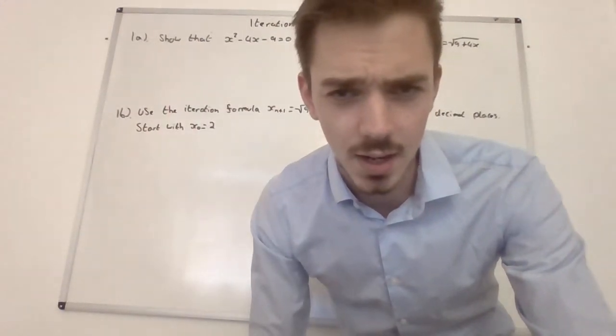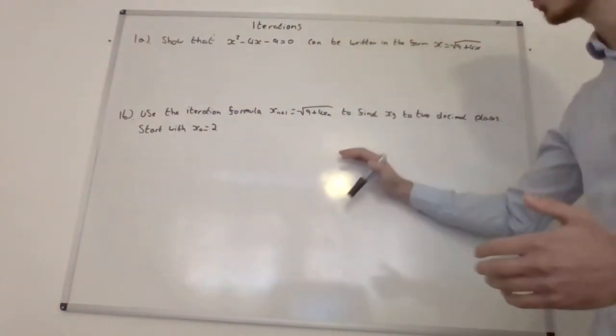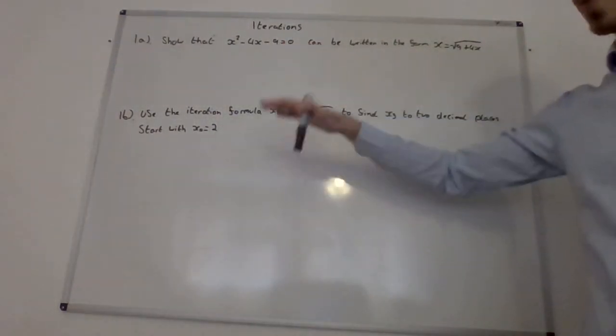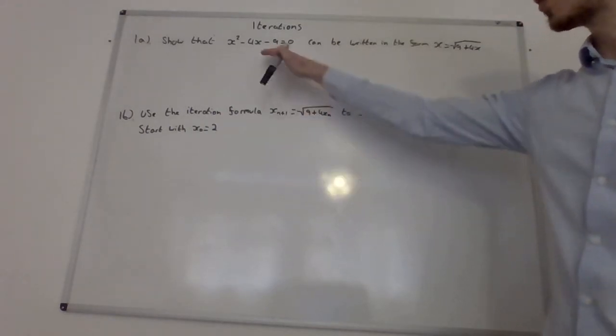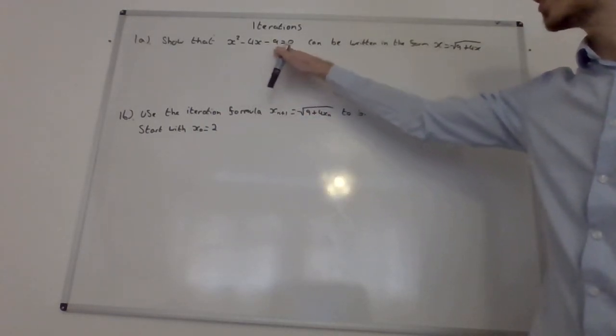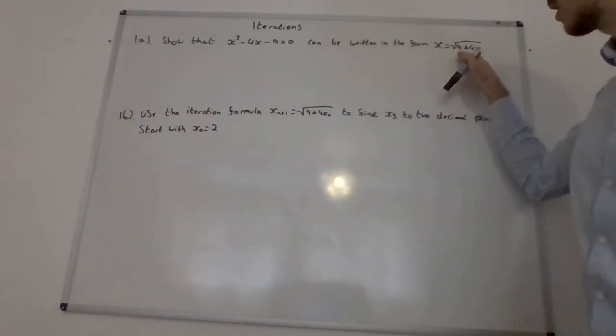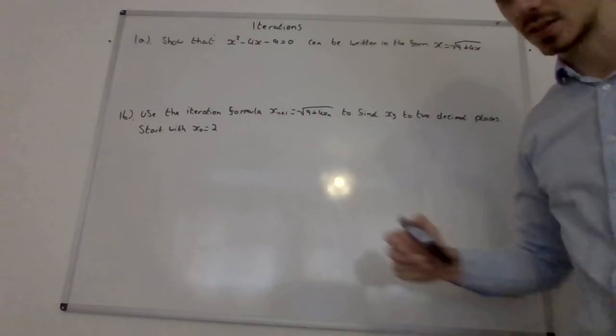Today we're going to be learning a little bit about iterations. If we have a look at the question up here on the whiteboard, we've got 1a and 1b. Question 1a: show that x squared subtract 4x subtract 9 equals 0 can be written in the form of x equals the square root of 9 plus 4x.